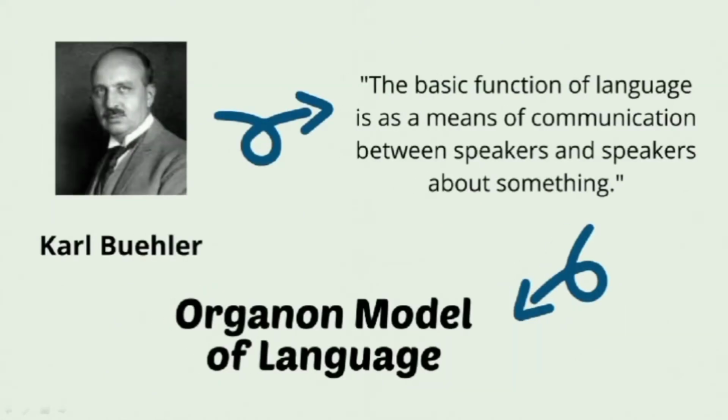Karl Bühler is a psychologist and linguist originating from Germany, who argues that the basic function of language is as a means of communication between speakers and speakers about something. This concept is usually called the organon model of language.